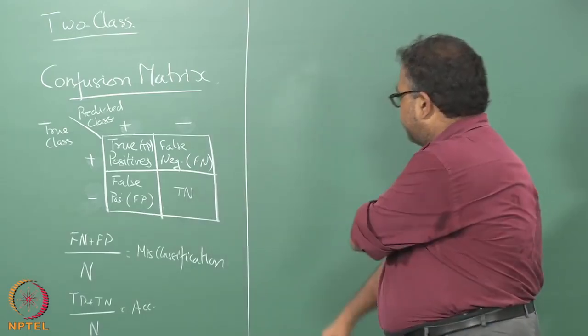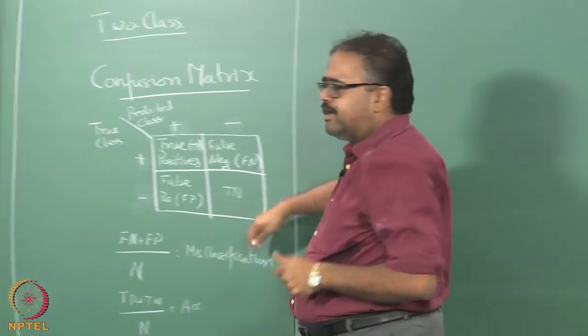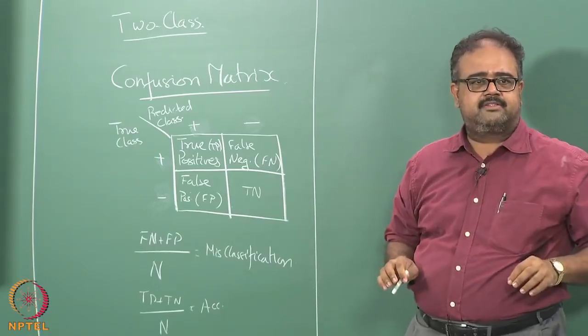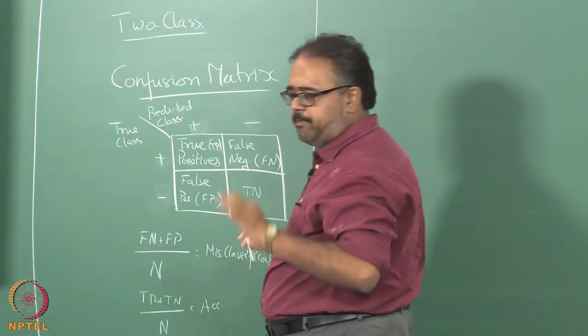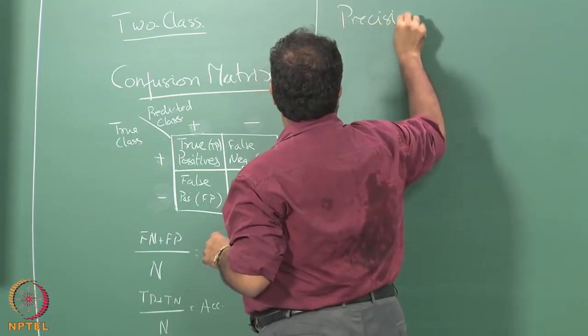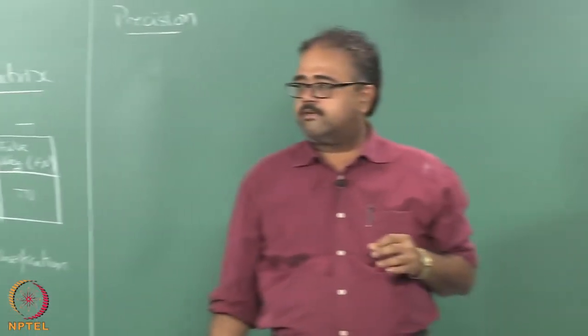And what are the other things that we know of that are very popular, right? So you can take a lot of different ratios of these numbers, right, and come up with different evaluation measures, right. So I will talk about a few popular ones. Does anyone know what precision is?